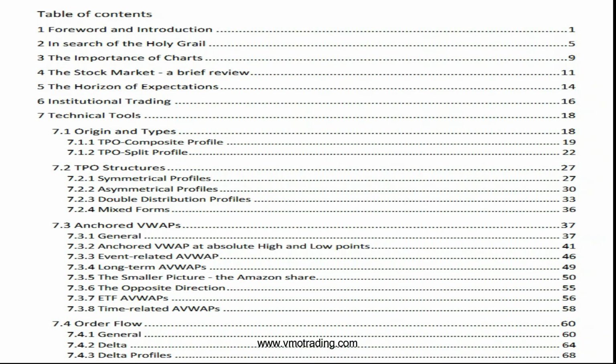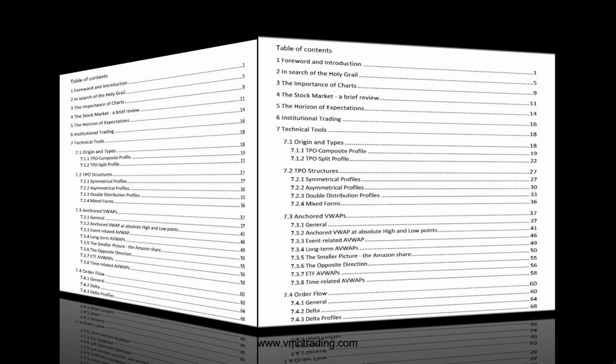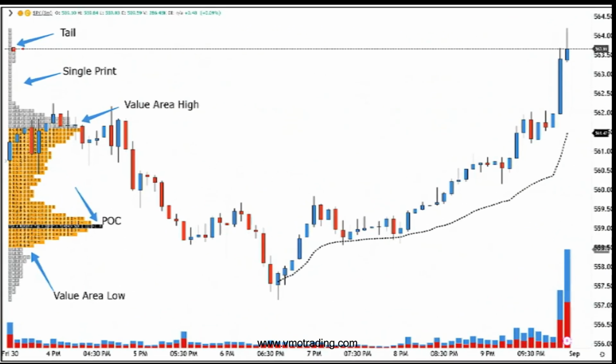It starts with a few fundamental remarks, a brief review of the US stock market and its current structure, and a classification of market participants. The practical part of the book starts with the technical tools. At first, I explain the most important terms. After that, the different types and profile structures are described in more detail.